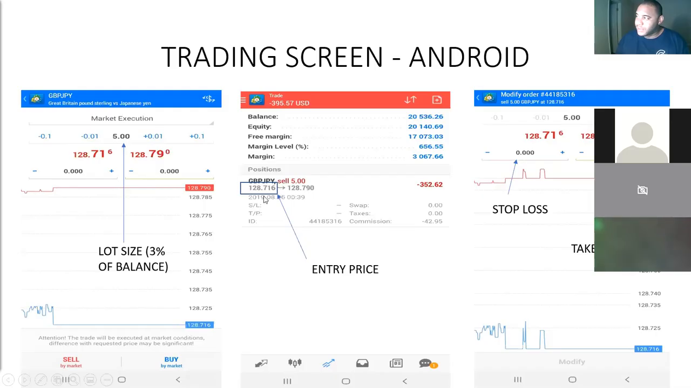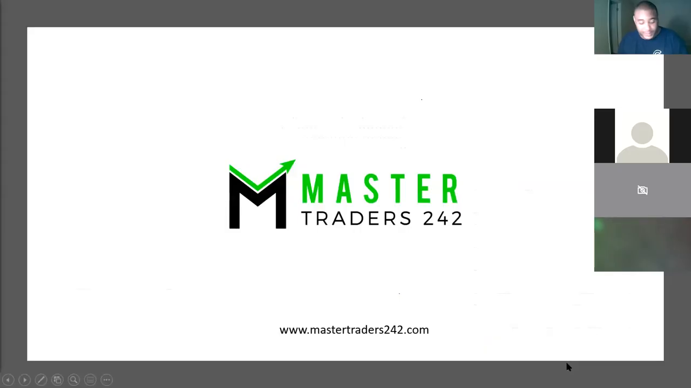So when you look at this example, 128.716, we sold, disregard the last number. So we got 71 minus 10 is 61. So 128.616 is our take profit. Hold this down, modify. Once this highlights, then you can just click modify. And that is all I have for entering a trade.